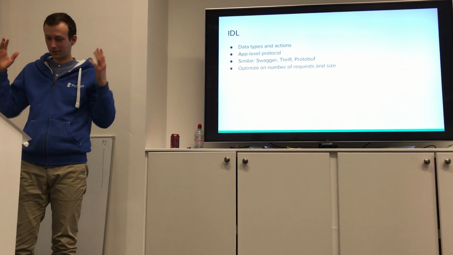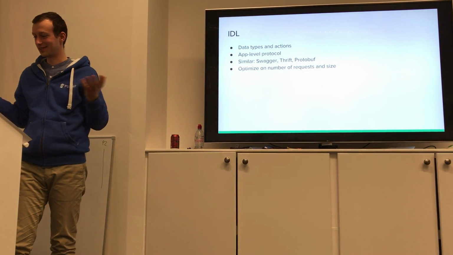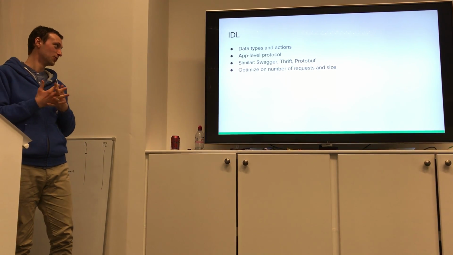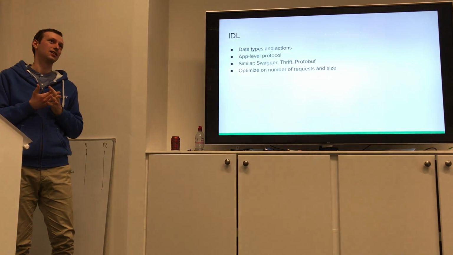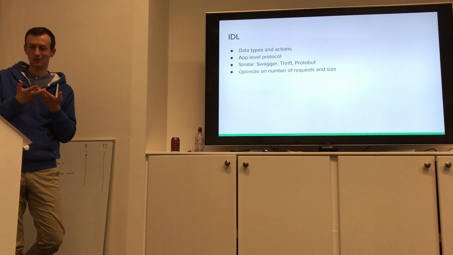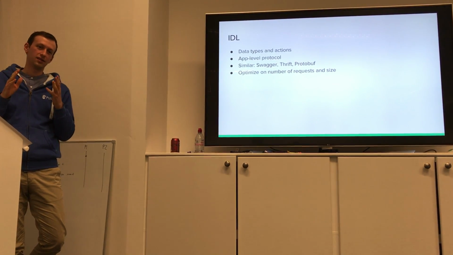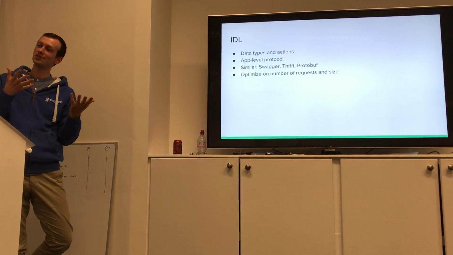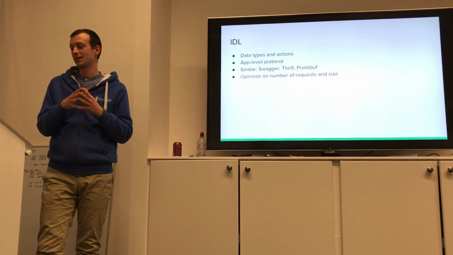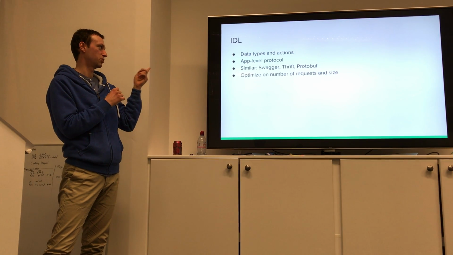So first of all, GraphQL is an interface definition or description, pick one, language, right? So it's a language that you use to define how two applications talk to each other. It's an application level protocol. You essentially define data types and actions that you can perform on those data types. Some of the other IDLs you might know are Swagger, Thrift, and Protobuf.